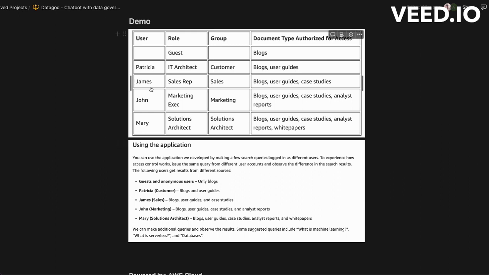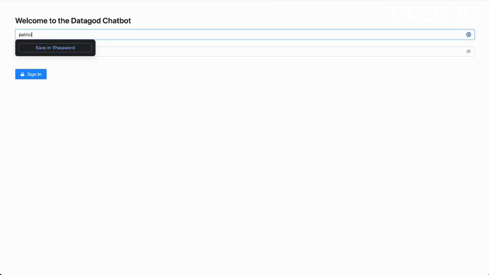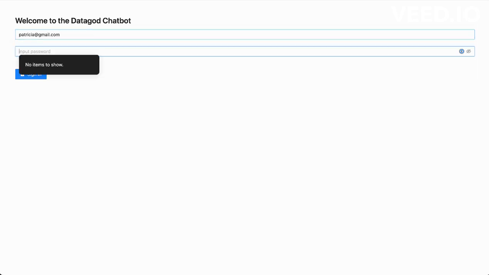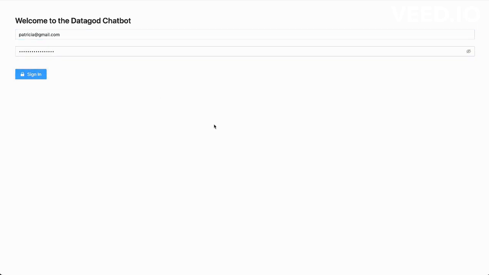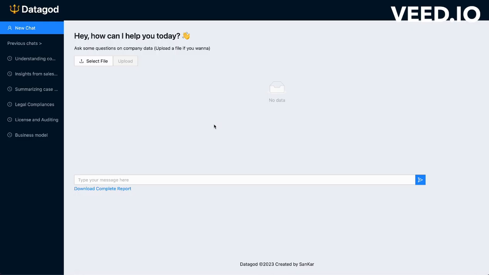Take the example of Patricia, who's just a customer and should technically just have access to blogs and user guides. Let's just quickly sign in as Patricia. We're using Cognito for auth. Let's see if I got the password right in the first attempt. Should technically work. This is your standard ChatGPT UI. You can select a file, you can upload, you can ask questions about it. Here are all your previous chats.